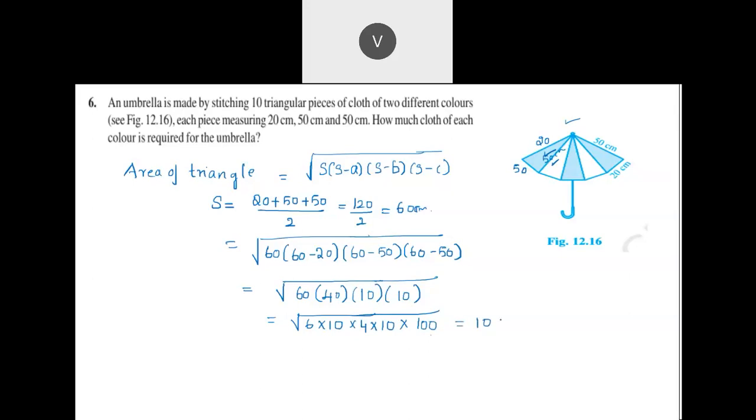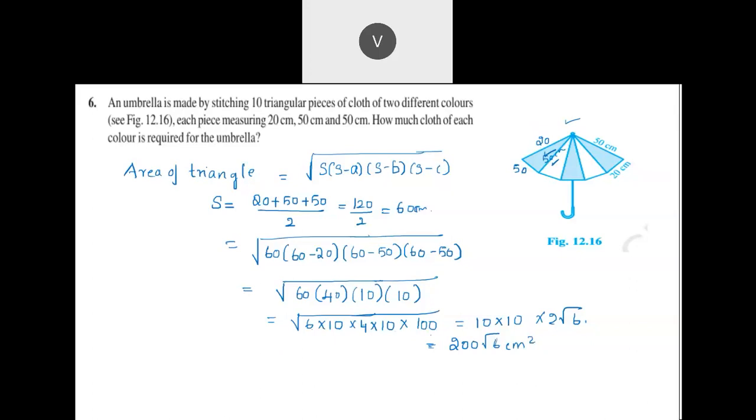See, 10 into 10 is 100. Square root of 100 is 10. And what about this 6 and 4? What is square root of 4? 2. So 2 into root 6 into 10, which is equal to 20 root 6 centimeter square. Okay, this is the area of one triangle.